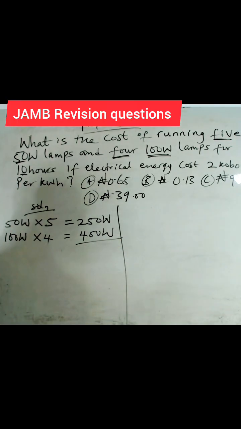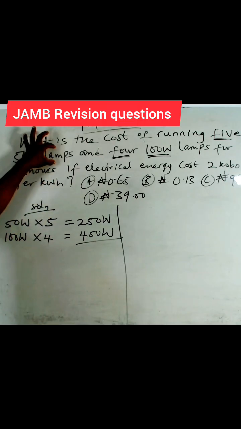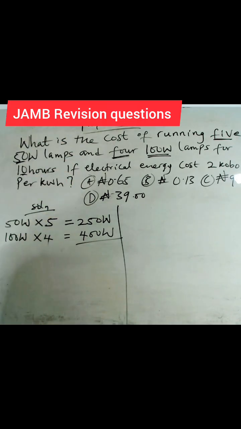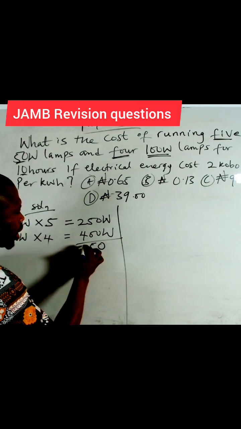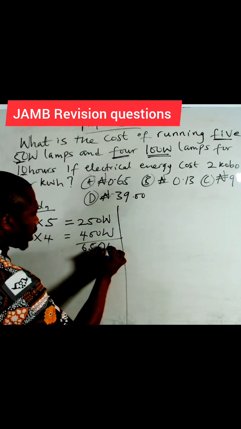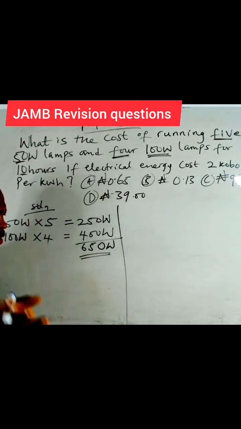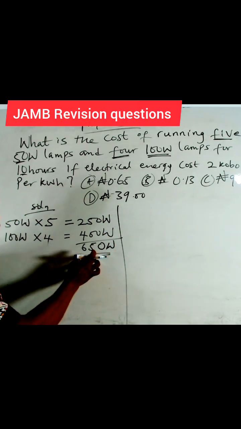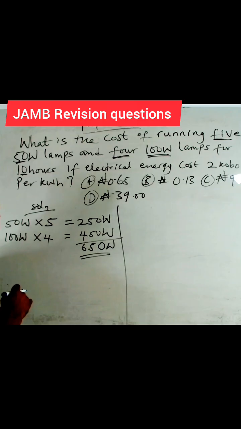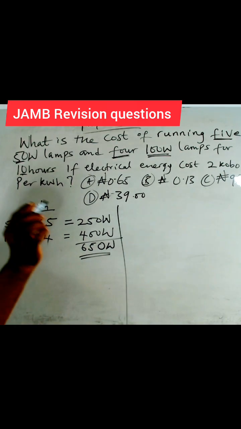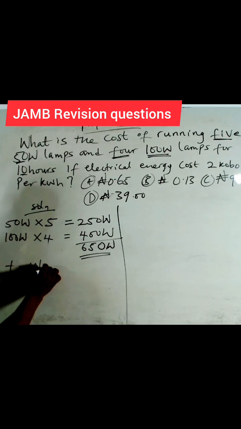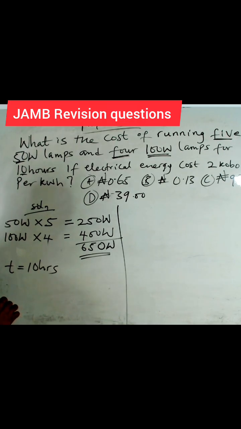Therefore, the total power consumed within that time is, by the time you add these two, 0 here, we'll have 5 here, and we'll have 6 here. Therefore, the power consumed within that period is 650 watts. Now, the time is given to be 10 hours. Since the time is 10 hours, they say, what is the cost?